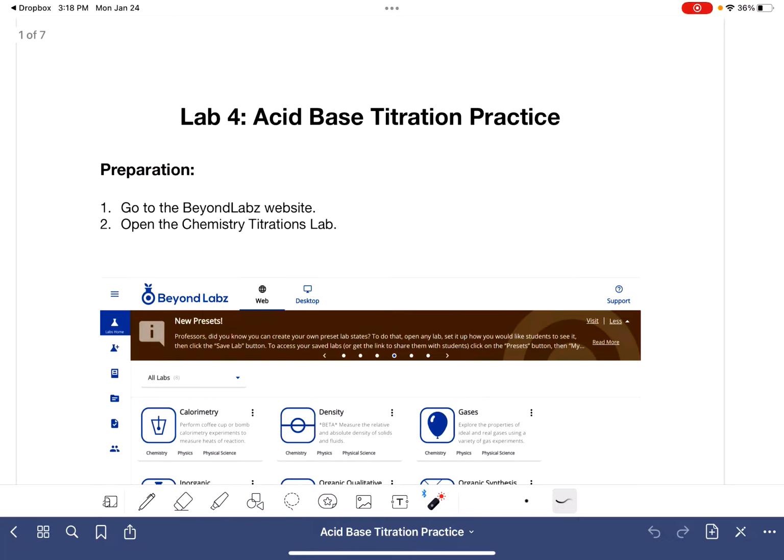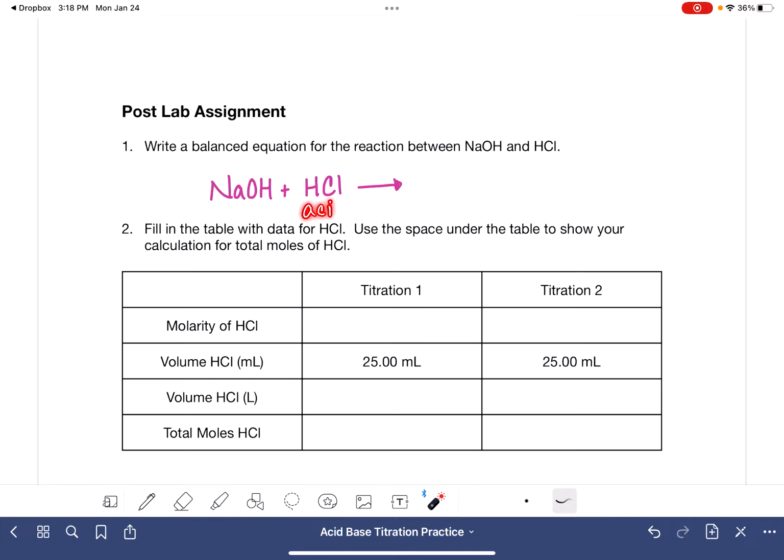The first thing that you need to do is write a balanced equation for the reaction between NaOH and HCl. Those are going to be the reactants, and then you need to predict the products of this reaction. This is an acid-base reaction. HCl is the acid and NaOH is the base. If you're having a hard time predicting the products of this reaction, you can probably use the internet to help you figure them out. Once you get the products figured out, make sure that you also balance this equation.